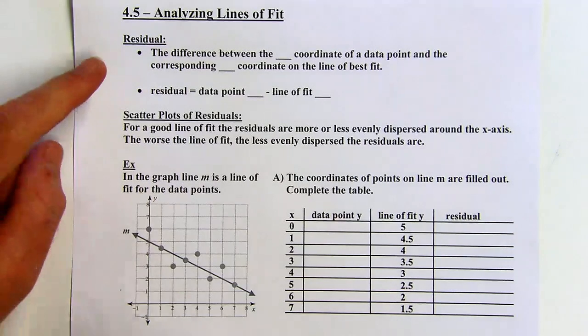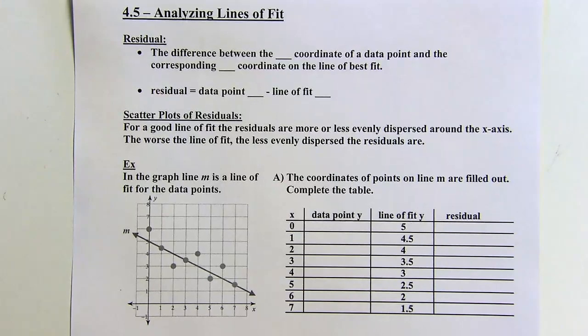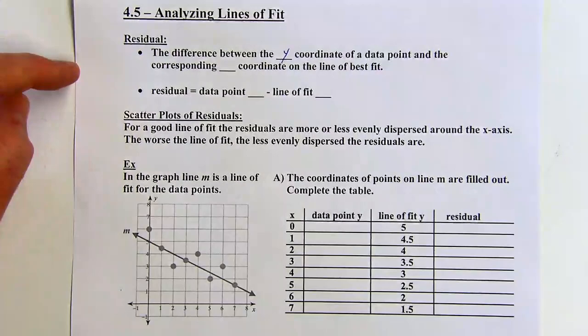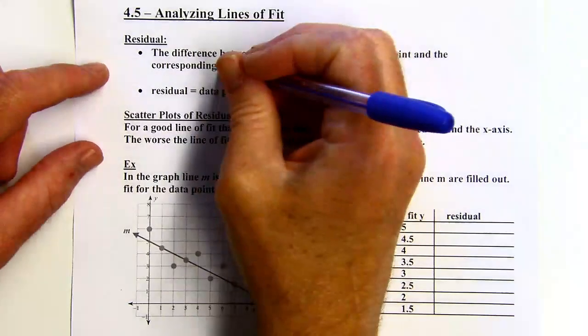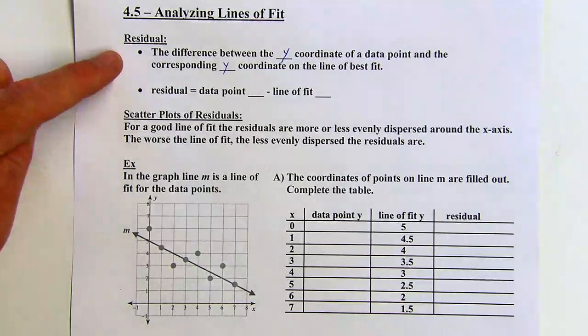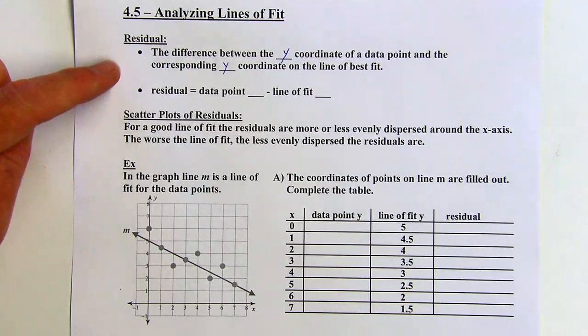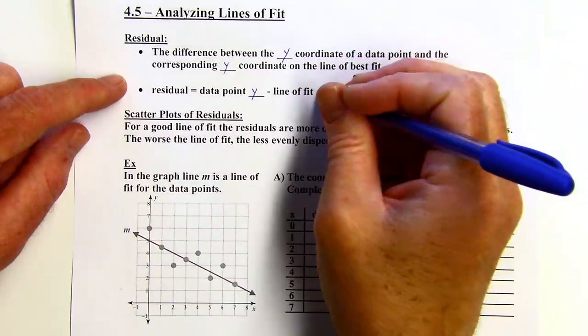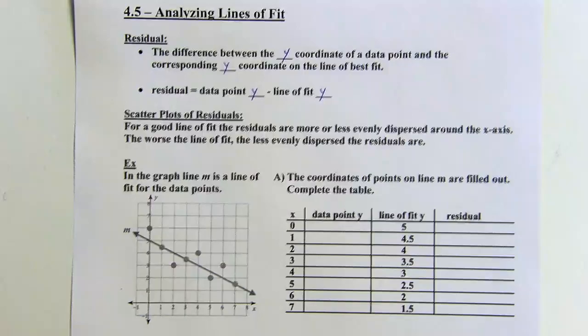All right, so we've got something called a residual. And that's going to be the difference between the y-coordinate of a data point and the corresponding y-coordinate of the line of best fit. Okay, so that means the residual is going to be the data point y minus the line of fit y, the corresponding ones.